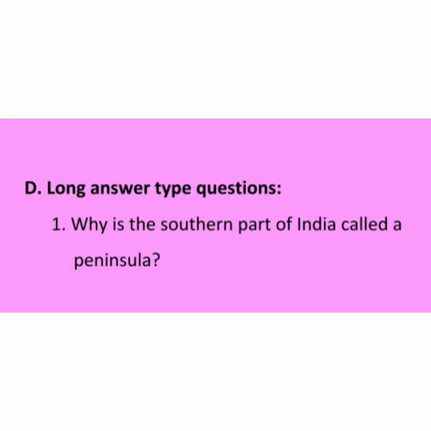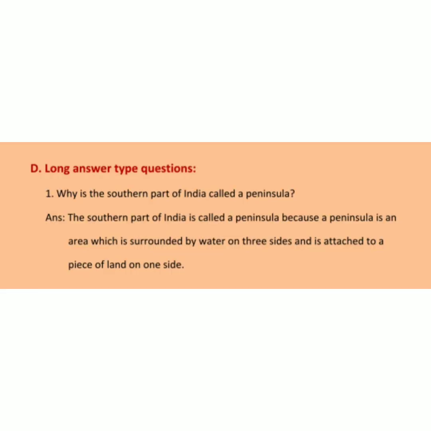Now the long answer type questions. Why is the southern part of India called a peninsula? Answer. The southern part of India is called a peninsula because a peninsula is an area which is surrounded by water on three sides and is attached to a piece of land on one side.